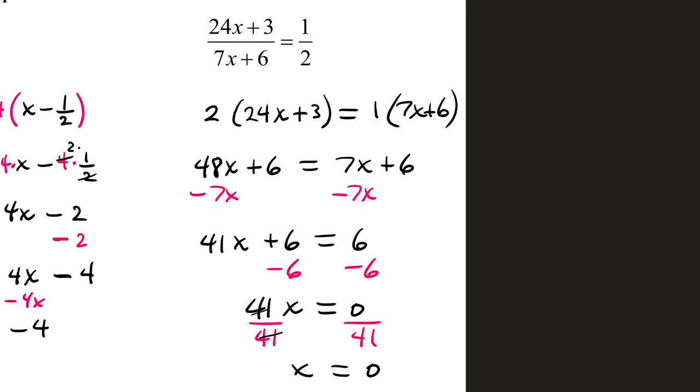Separating variables from numbers, if you move the smaller amount of variables, your term will stay positive. Subtracting 7x from both sides leaves 41x plus 6 equals 6. And then to move your numbers to the opposite side, we're going to subtract 6 from both sides. 41x equals 0. Divide both sides by 41, and x equals 0.